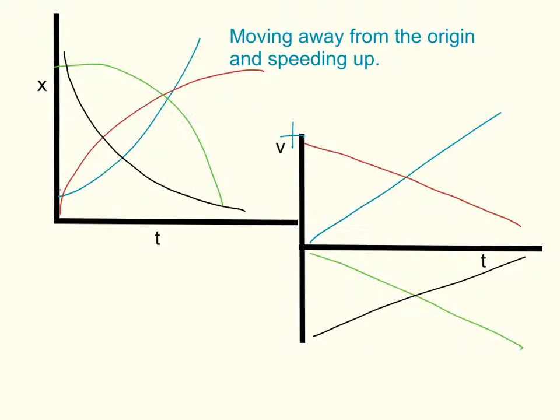So if you look at the color coding, each specific type of motion has a specific type of line, both on the position time graph and the velocity time graph.